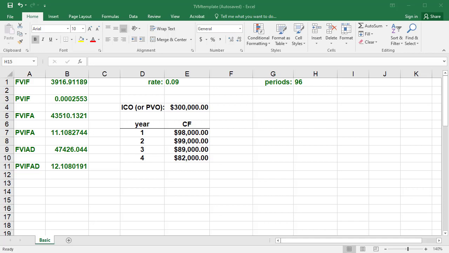Today I'm going to show you how to work all six of the capital budgeting methods in Chapter 6, and we're going to use information from Problem 1 in Chapter 6. This is a $300,000 project, a 9% required return, and the cash flows are $98,000, $99,000, $89,000, $82,000. So let's get started by working the net present value.